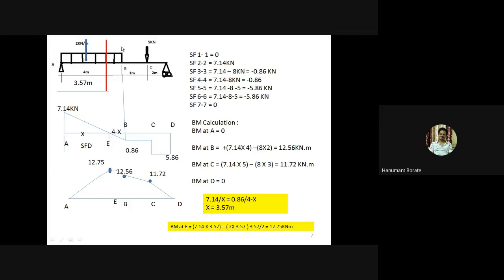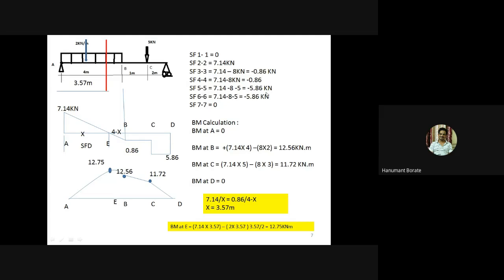Then at point B, means the SF at section 3, is minus 0.86. So I have plotted the point minus 0.86 here, just below the B. Then section 4 means at C. At C the value is again minus 0.86. So I have plotted the minus 0.86 point here.